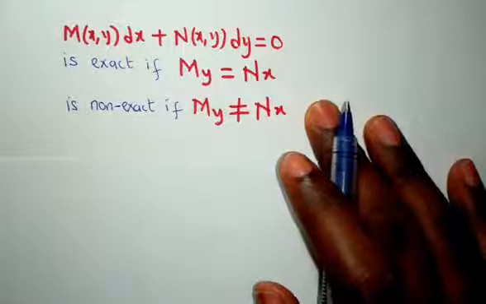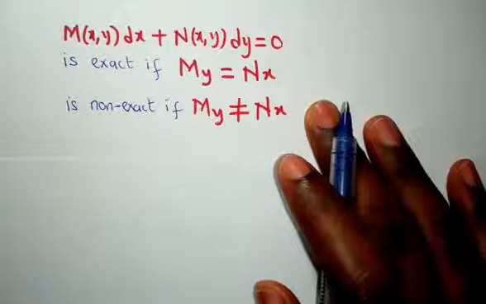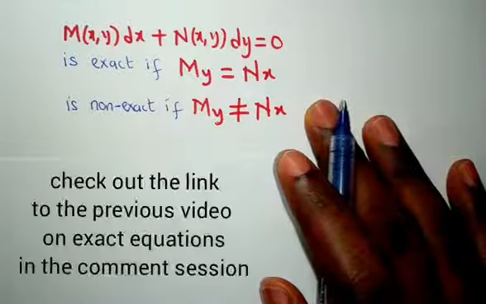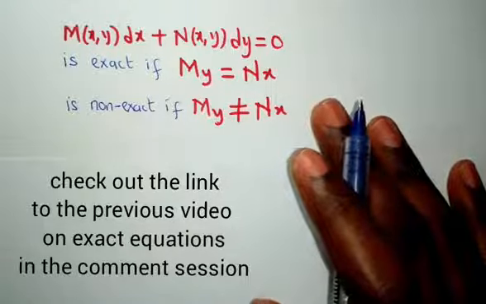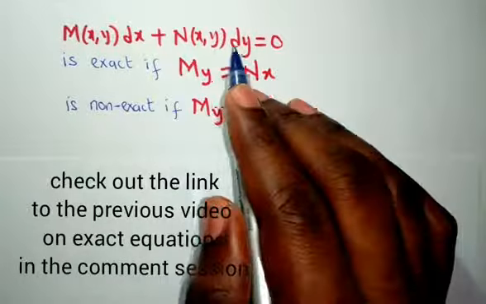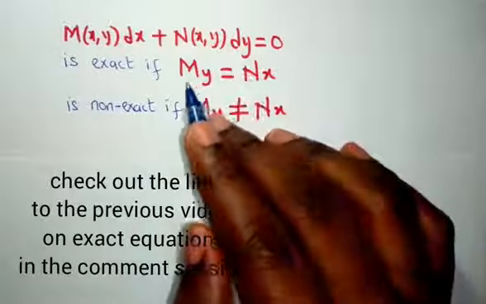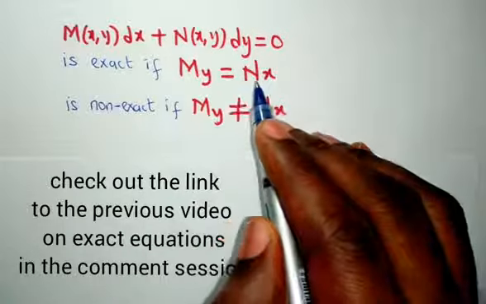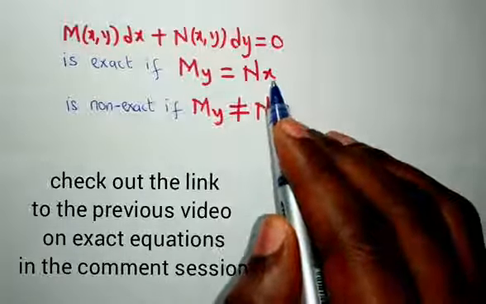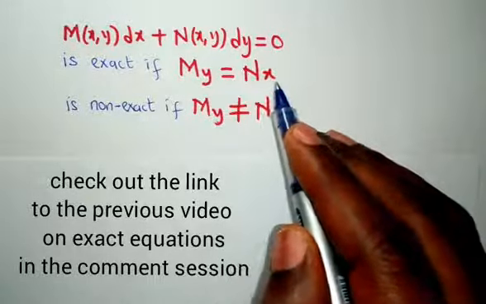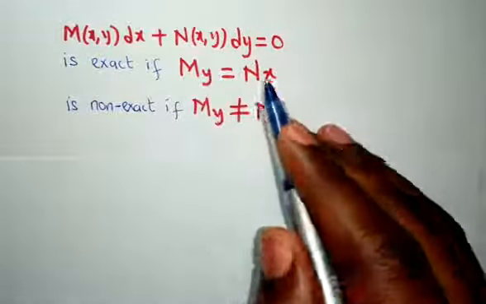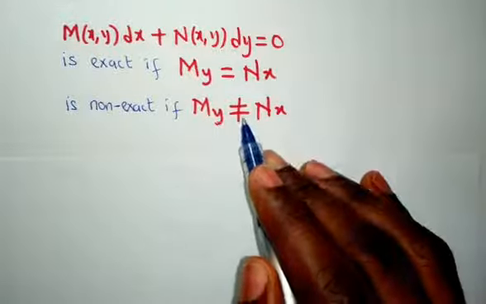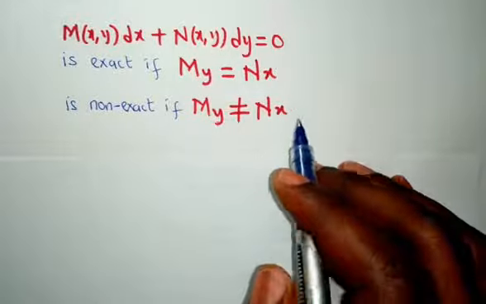Hi everyone, in this video we will show how to solve non-exact differential equations. Now recall from the previous video that a differential equation of this form is exact if the partial derivative of M with respect to y equals the partial derivative of N with respect to x. Now this equation is non-exact if M sub y is not equal to N sub x.